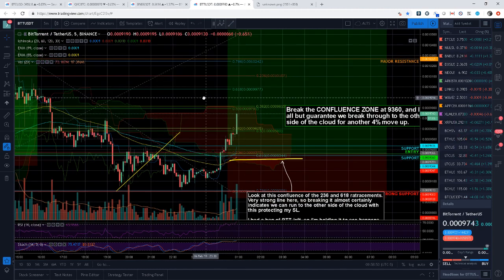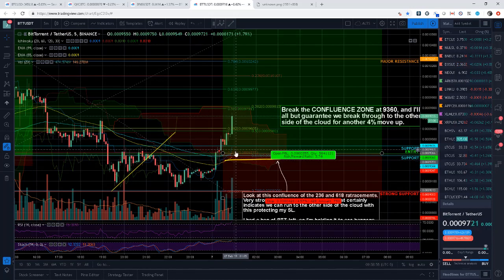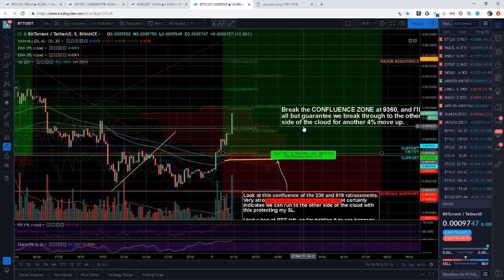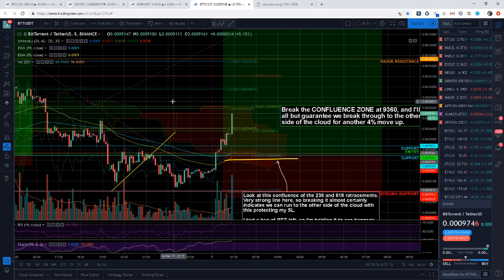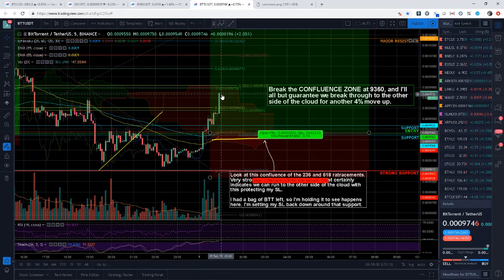I was able to identify this as a crucial potential support and resistance zone. I said as soon as we break through it, if we can break that confluence zone, we're going to have a really strong support and then a potential for a run, and I all but guarantee we're moving across to the other side of the Ichimoku cloud. Which is exactly what's happening right now.